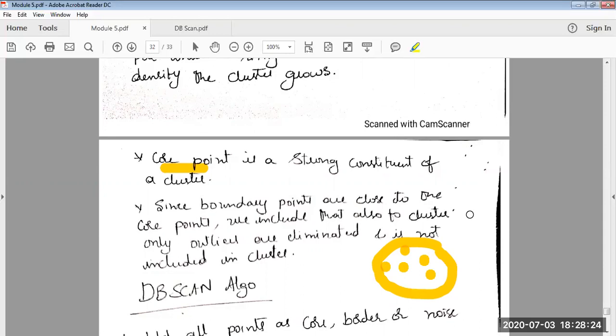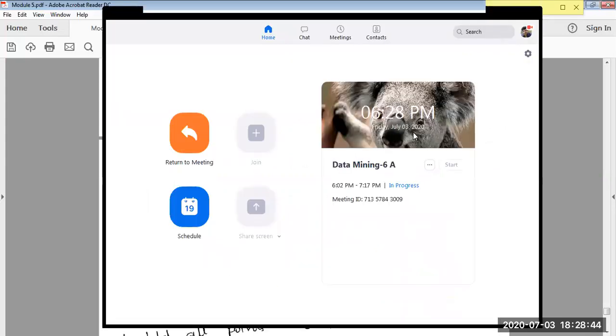Now, who are the ones that will not be part of the cluster? The noise points. For example, this point will be called a noise point if, after drawing a circle within the epsilon radius, I could not find any other points.